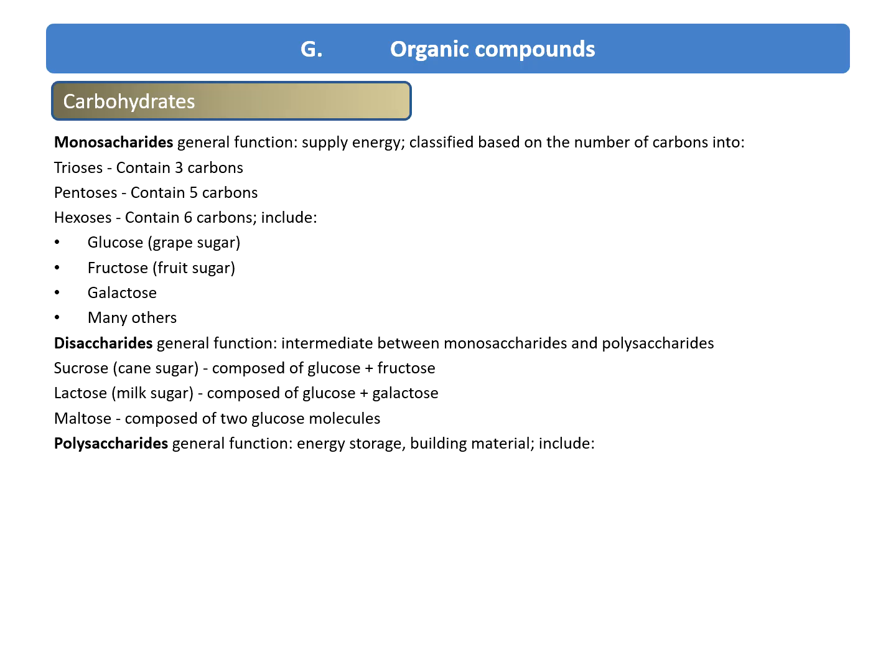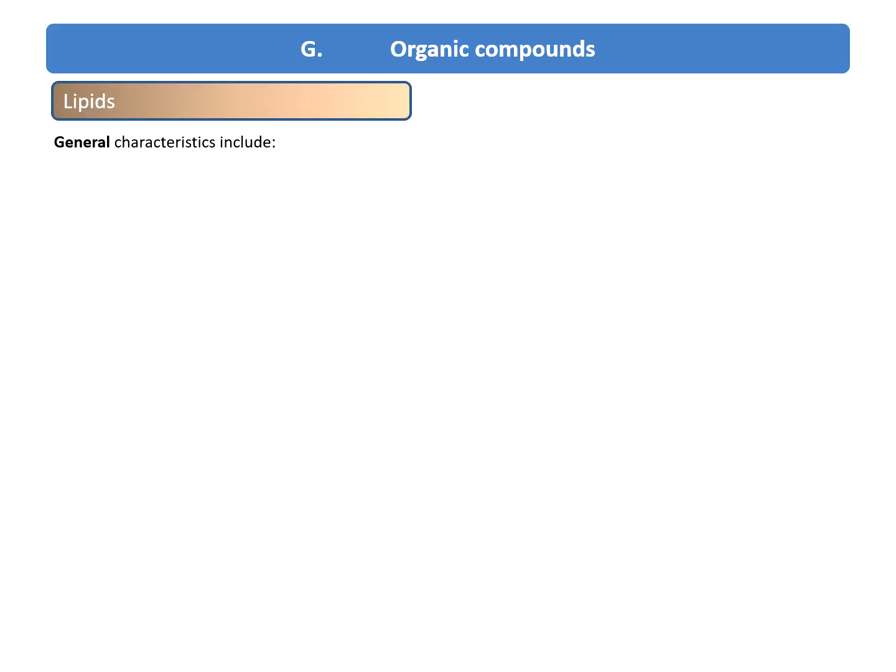Polysaccharides have as their general function energy storage and building material. They include starch, common in plants, glycogen, composed of glucose, as is starch. Glycogen is sometimes referred to as animal starch. It's characteristic of animals. Cellulose, a plant polysaccharide composed of glucose.